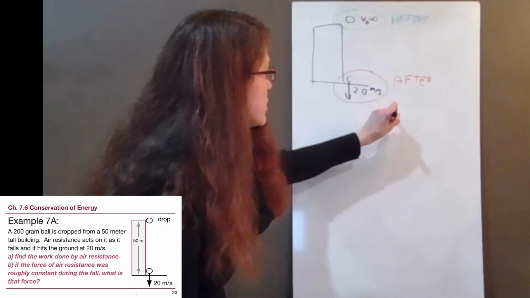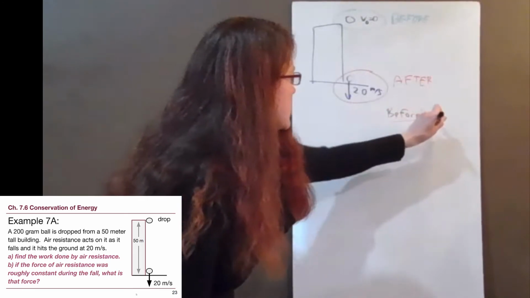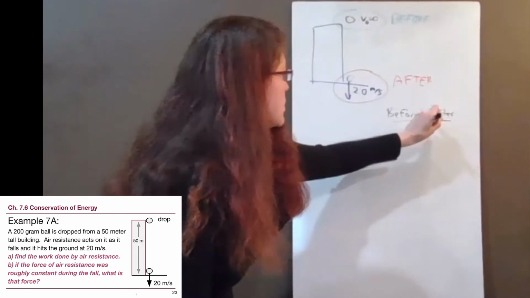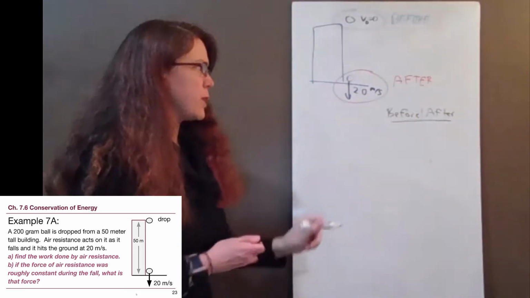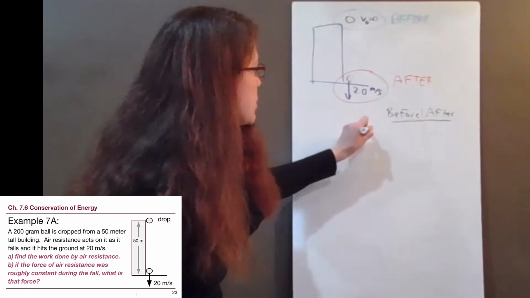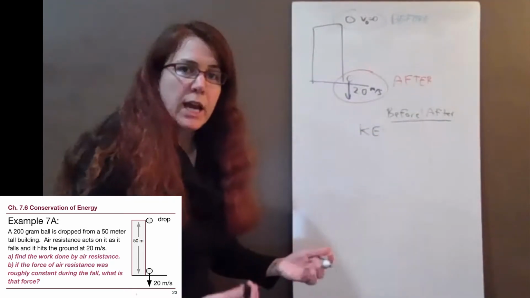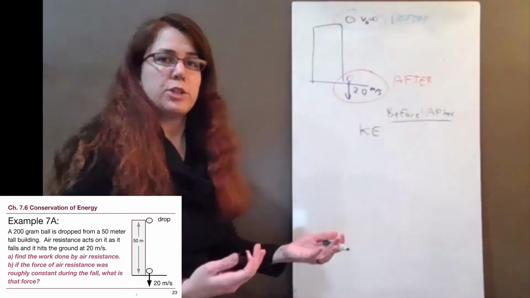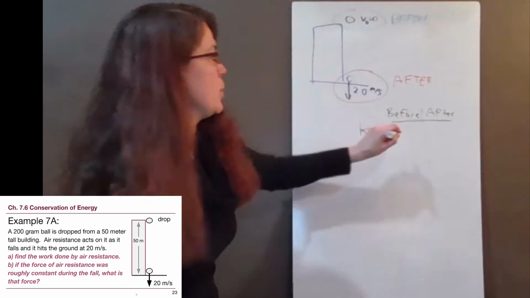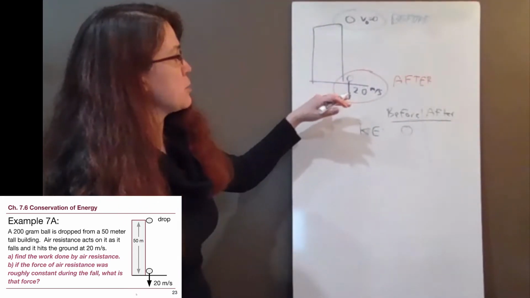So for the before situation and the after situation, we want to find out what kind of energy we have. One of the possible energies that we can have is kinetic energy. To figure out if we have that or not, we simply have to ask ourselves the question, is the object moving? Is it moving at the start of the problem? If the answer is no, we can just indicate that it's 0. And we ask ourselves, is it moving at the end of the problem?